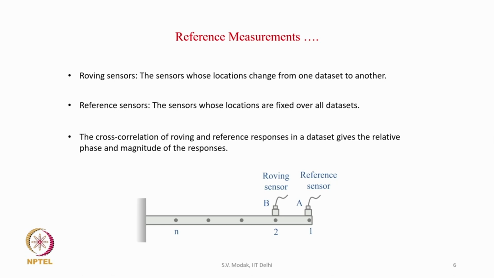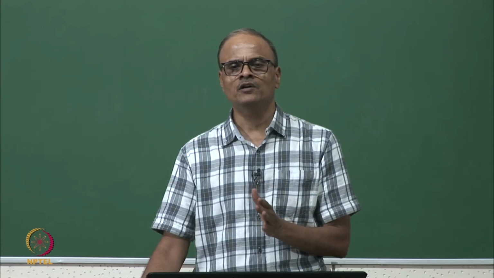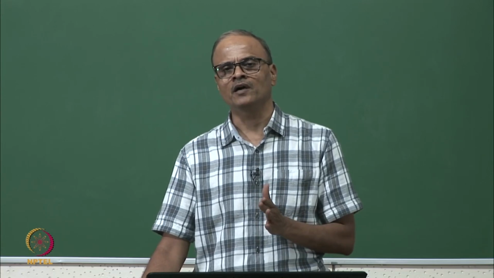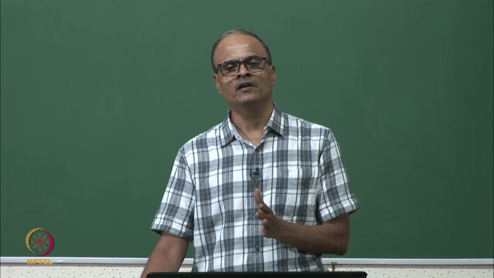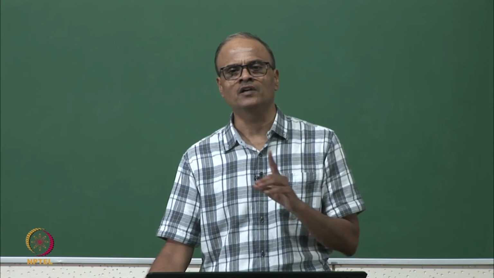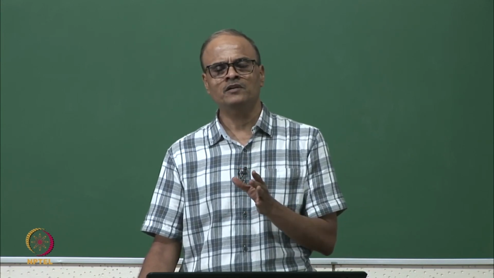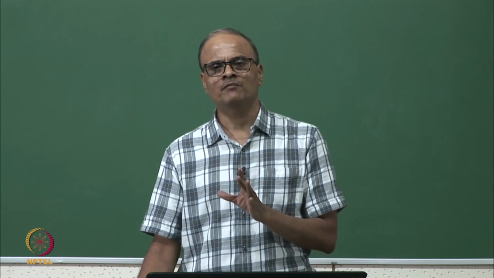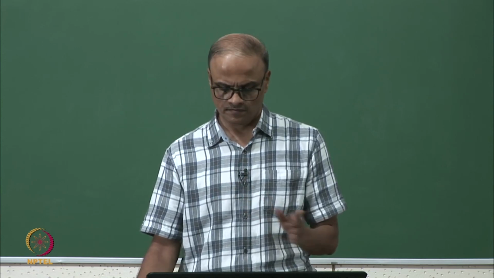So, when the roving sensor is, let us say, at location 1, then the reference measurement is also taken at location 1. When the roving sensor is at location 2, the reference measurement again is taken at location 1. Therefore, each measurement of the roving sensor is accompanied by a measurement at the reference location. Measurement with the roving sensor constitutes one data set, and in each data set we will have the roving sensor measurement and a corresponding measurement at the reference sensor.